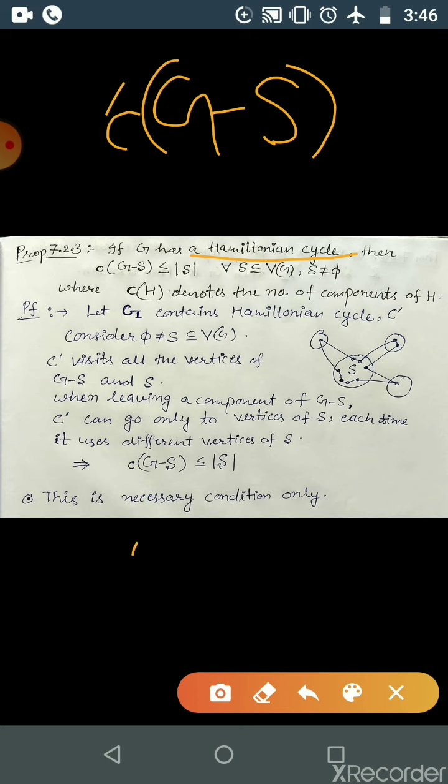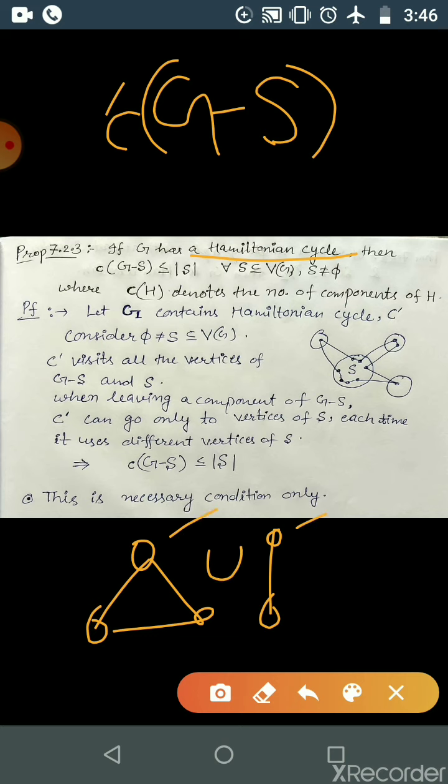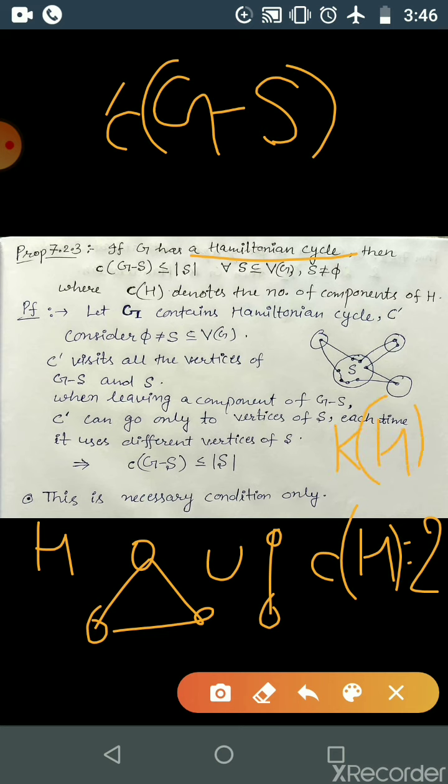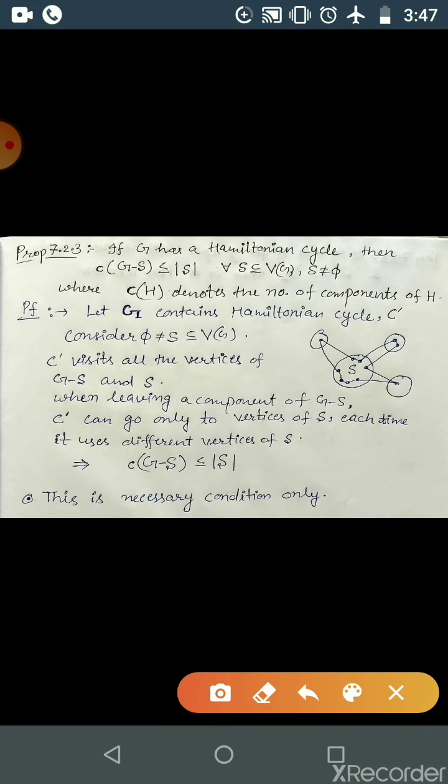Okay, for example, you can just have some graph H. Here H consists of C3 union with K2. So how many components are there in H? Here 2. So we write C of H is 2. That is the number of components of H. You can also represent it by K of H, because in some books you will find this notation, while in this Douglas book it is given as C of H. Any notation you can use, it doesn't matter which, but it should be the number of components.